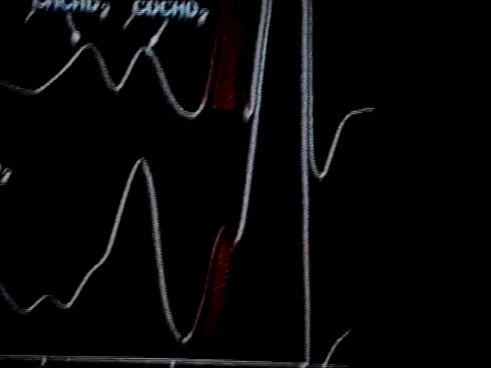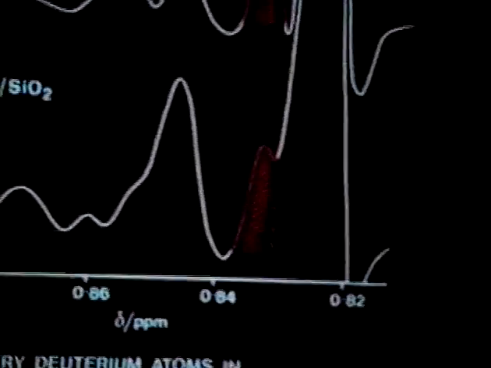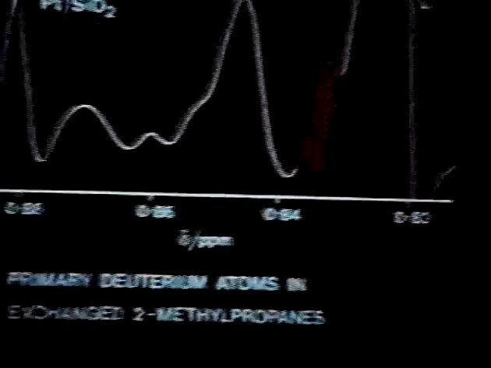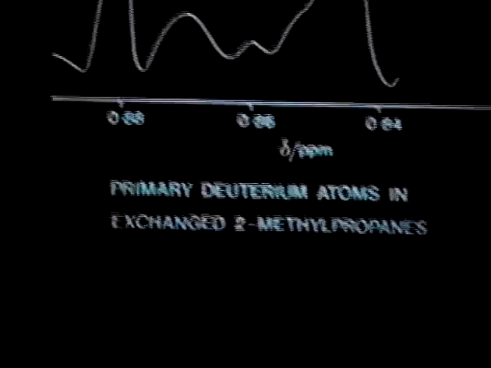Next slide. Some results now for 2-methylpropane. And I want you to look particularly at the grouping of primary deuterium atoms which are in color. That is the group CD3 and a hydrogen on the central carbon.